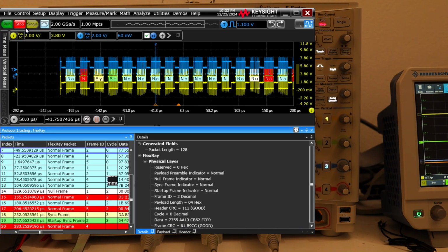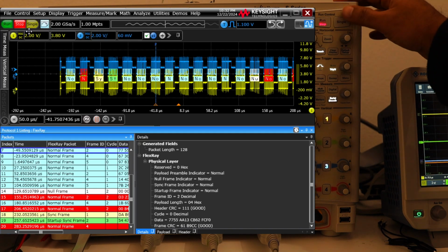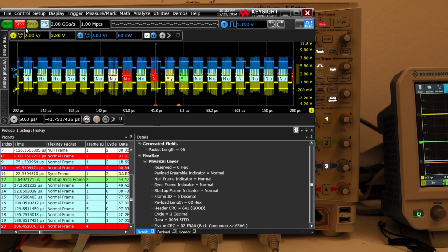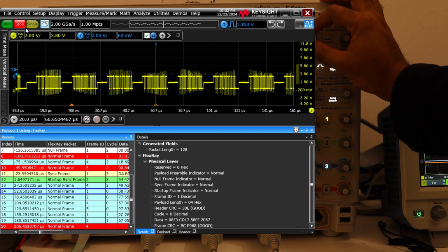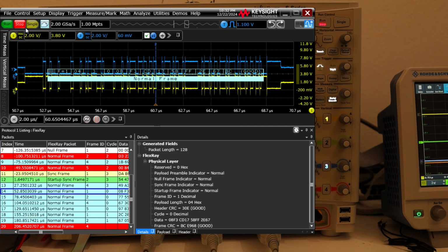Let's look at the memory itself. How much memory? We have 1 megapoint memory. Okay, so there are some frames, null frames, every kind of frame available. I do not really understand. I can't even debug if something is not right or something is wrong. Maybe they are talking about 198 bits of total frame length. And there must be 15 frames. I think our FlexRay bus generally ends right here.